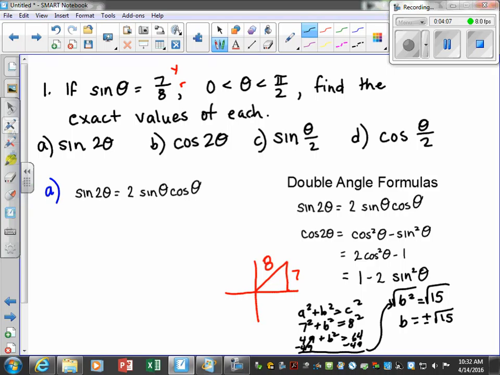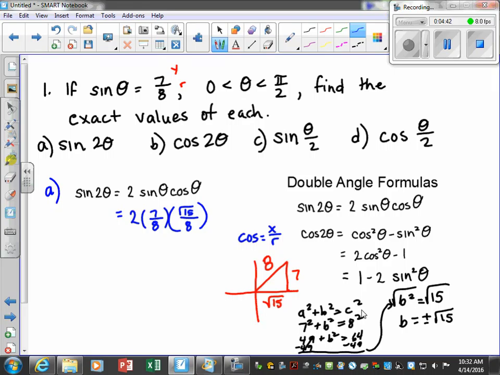So what we want to do is plug in our missing side, square root of 15. Now when we come back over here, what's the sine of theta? It was given to us, so that was good. That's 7/8. But what about cosine of theta? Cosine of theta is your x over your r value, x over your radius. So in this particular diagram that we drew, what is our x value? Square root of 15 over 8. Good.